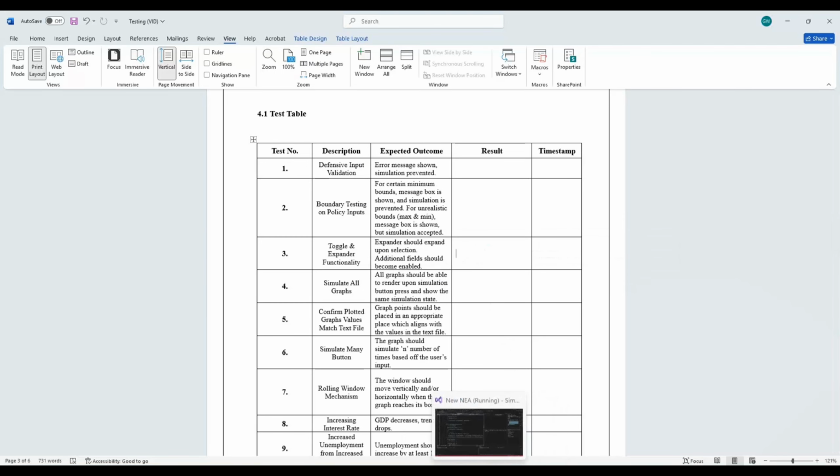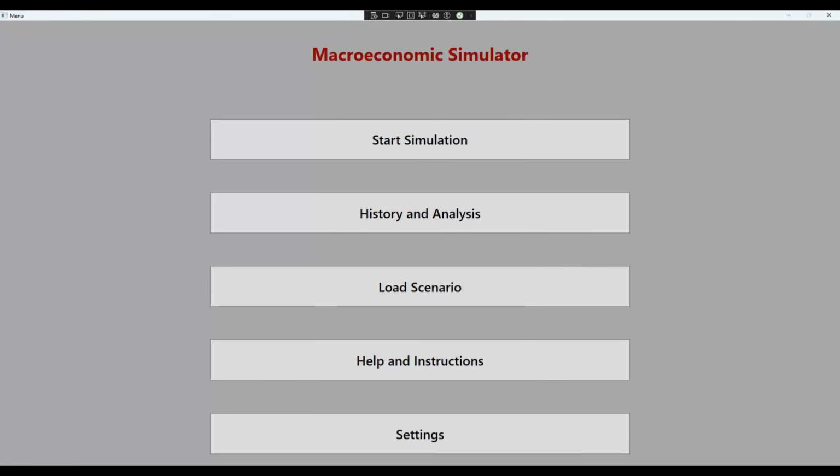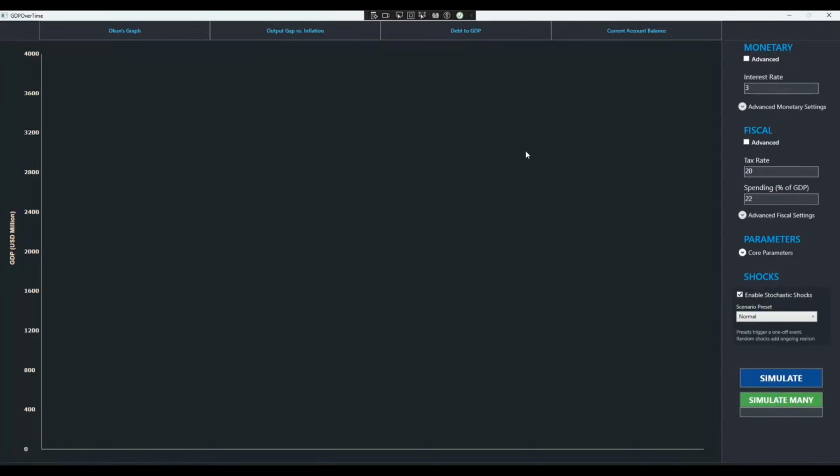Moving on to the program, this is the menu screen with 5 different tab options: start simulation, history and analysis, load scenario, help and instructions, and settings. To access the graphs, for this simulation we'll be using the first tab, start simulation. You are defaulted to the GDP over time graph. Users have an option of 4 additional graphs: Okun's graph, output gap versus inflation, debt to GDP, and current account balance. And this is the control policy panel we talked about earlier.